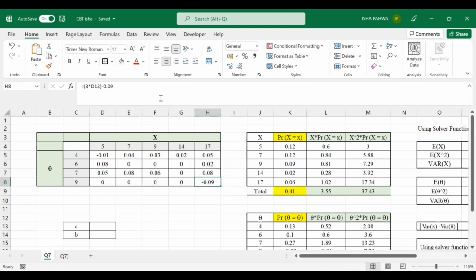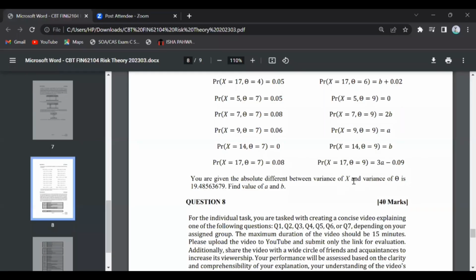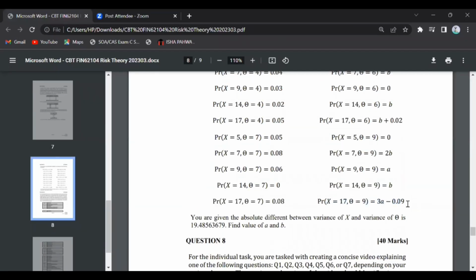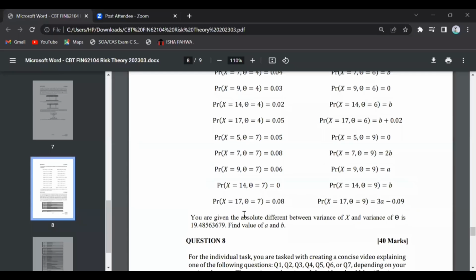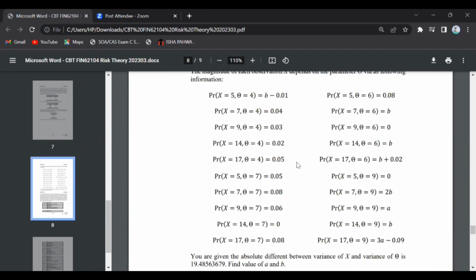For example, this one is supposed to be when X is 17 and theta is 9, and the value is 3A minus 0.09. So we would do 3 times D13, which is the position for A, and minus 0.09. The first step here is done. In order to find A and B, first we need to construct two different equations. So we would start to work on equations now, and I will explain as we go on.